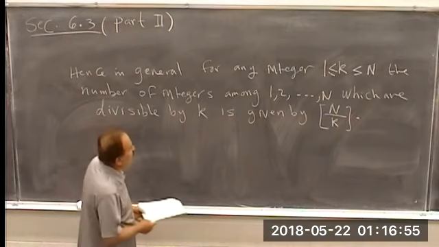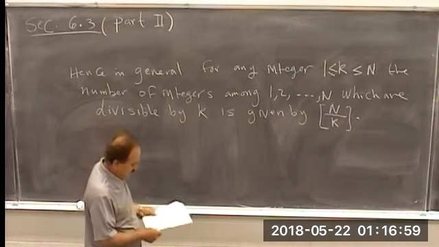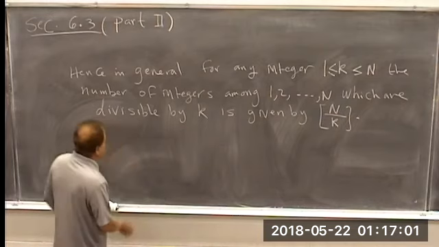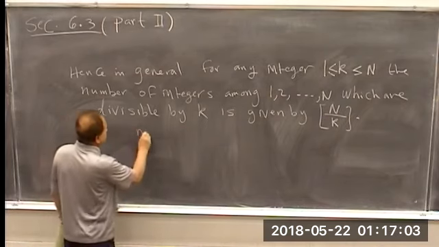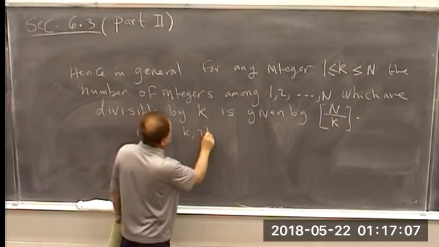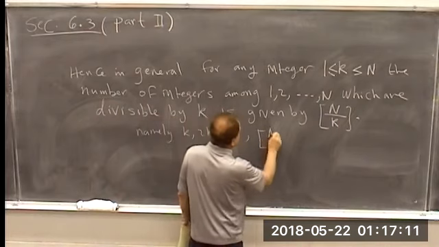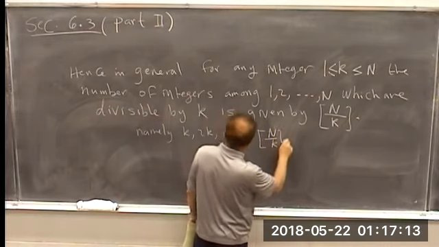And of course, these are coming from k, 2k, and so on. Namely, k, 2k, up to the greatest multiple of k not exceeding n, which is the floor of n over k times k.